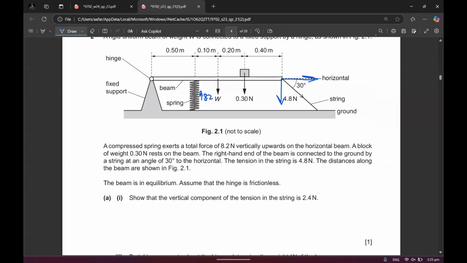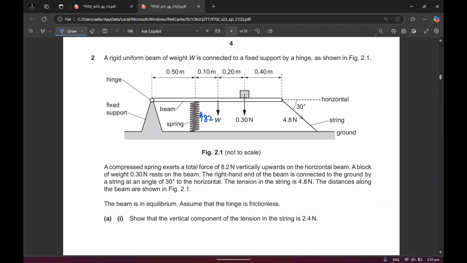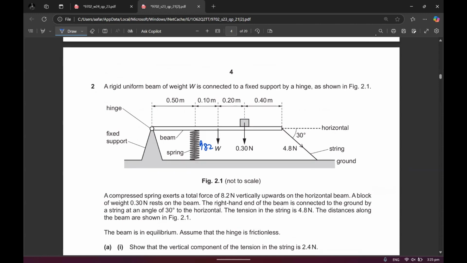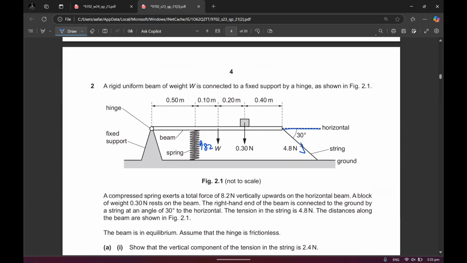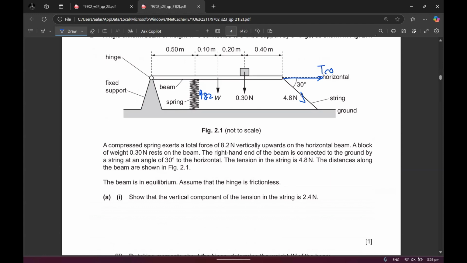Equilibrium means the forces are equal. Show that the vertical component of the tension in the string is 2.4 Newton. Oh, this is easy. For this is tension, and they've given us this angle. So what we do is, this component with the angle is always cos theta. So this becomes T cos theta, and this component will be T sine theta. The vertical component will be 4.8 sine 30, which is 2.4 Newton.